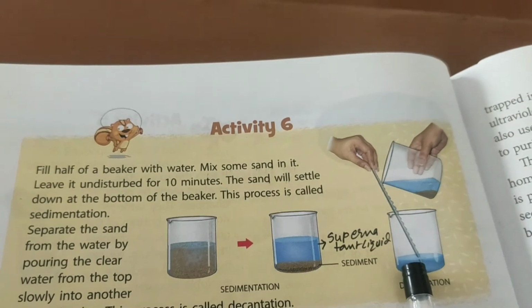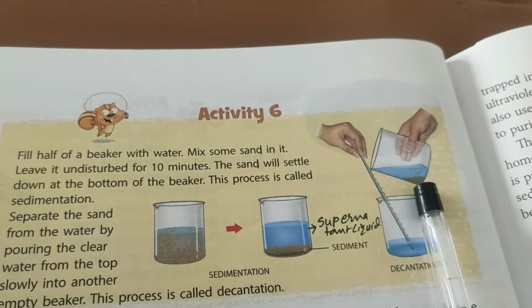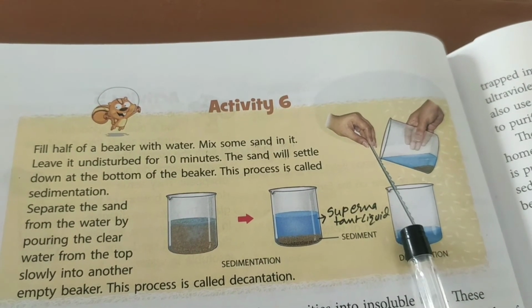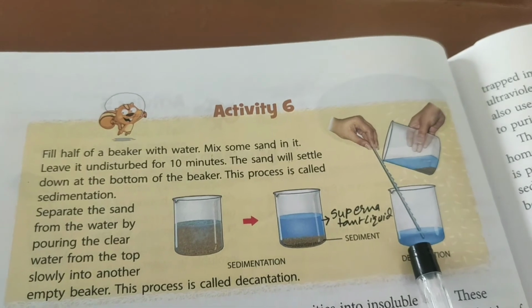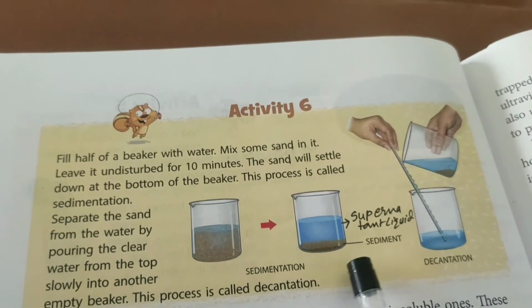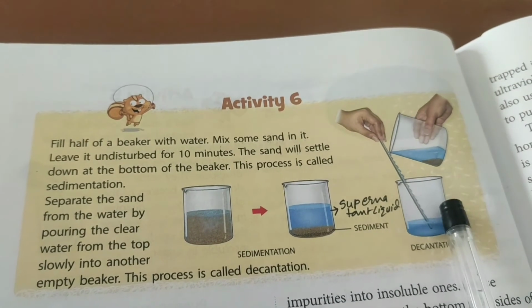This process is known as decantation. You can see here the sand remains in the beaker. The clear water which was on the top is poured with the help of a glass rod into another beaker, and then we collect clean water here. Now, this process is sedimentation and this is decantation.